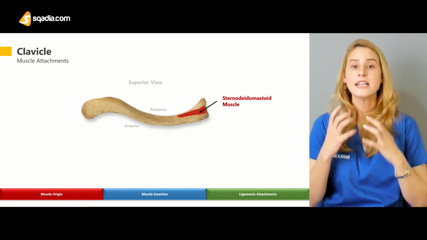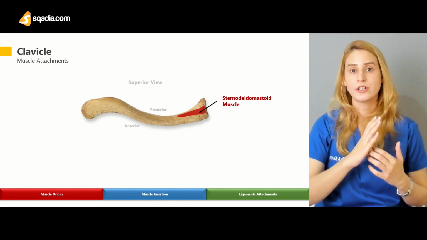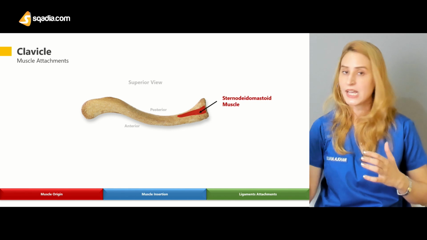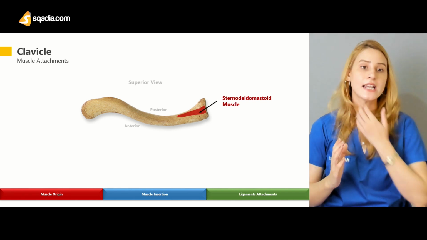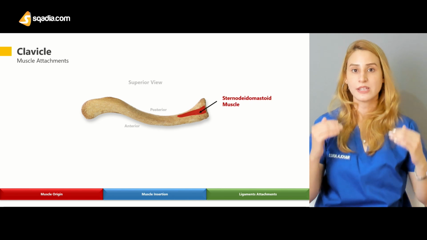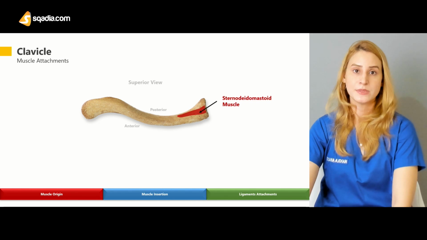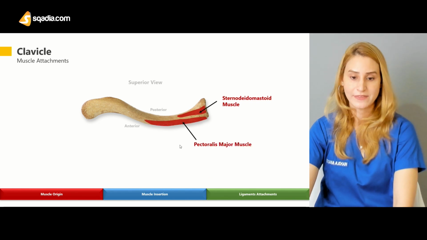But remember, the sternocleidomastoid is the muscle which contracts when you move your neck to the right side or to the left side. So this is the sternocleidomastoid muscle, and its origin is from the medial end of the clavicle.